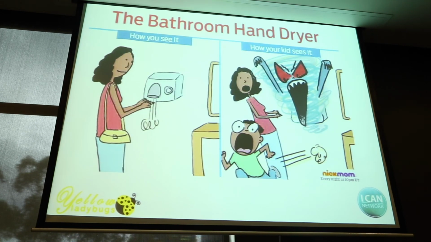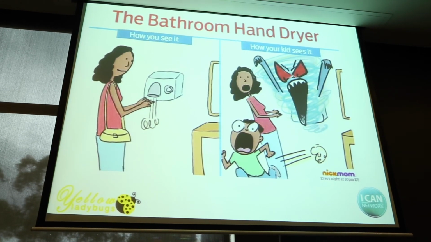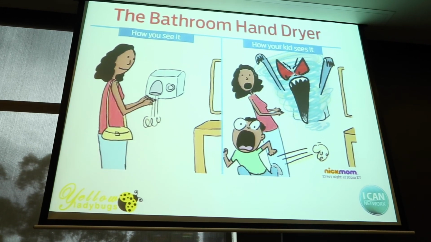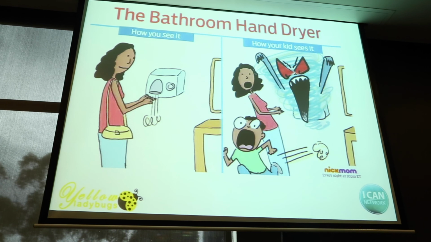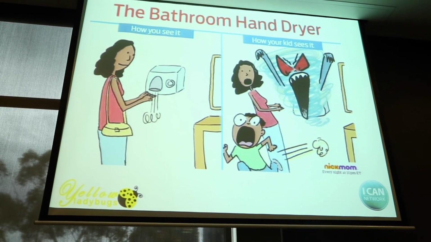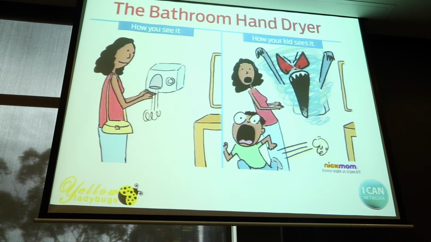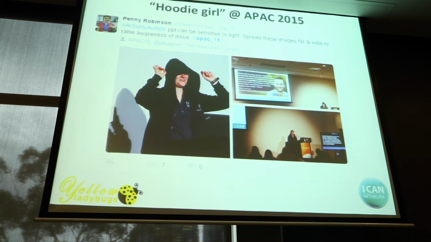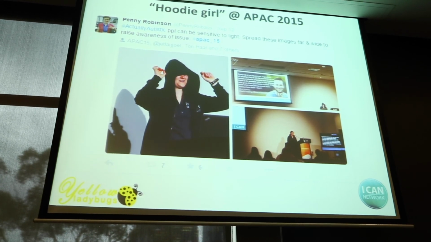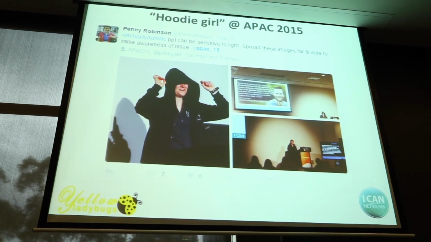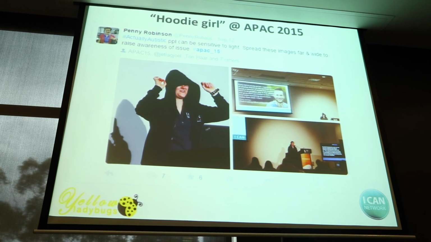One thing that I absolutely hate are the noisy Dyson hand dryers. I see a couple of nods. So one thing that VAC did was they turned off the hand dryers and had paper towels. And at APAC in 2015, I became known as Hoodie Girl after an incident with the really bright fluorescent light. So I put my hoodie up as I gave my talk.